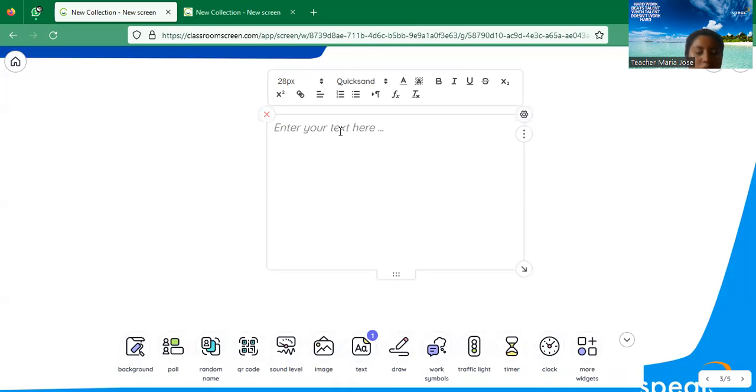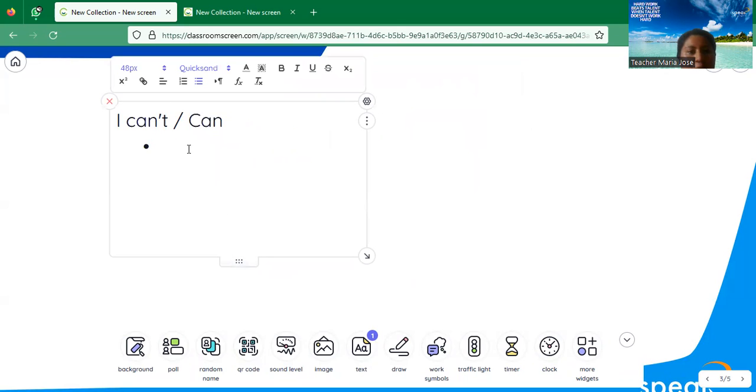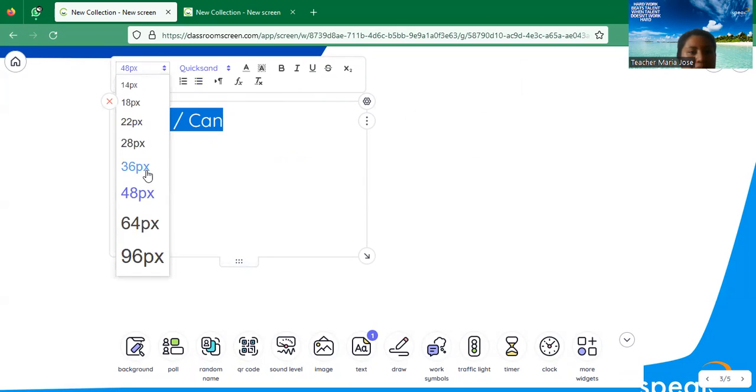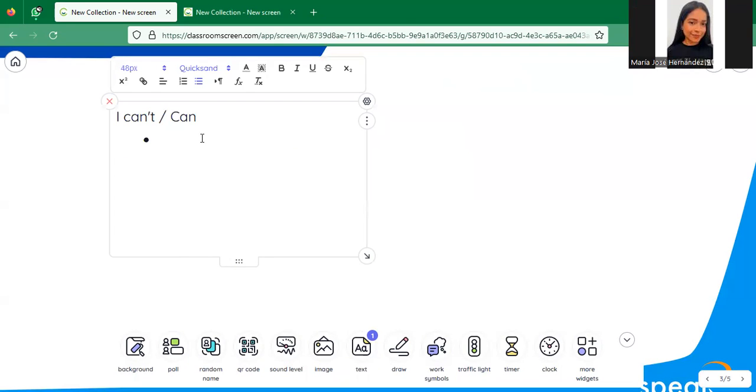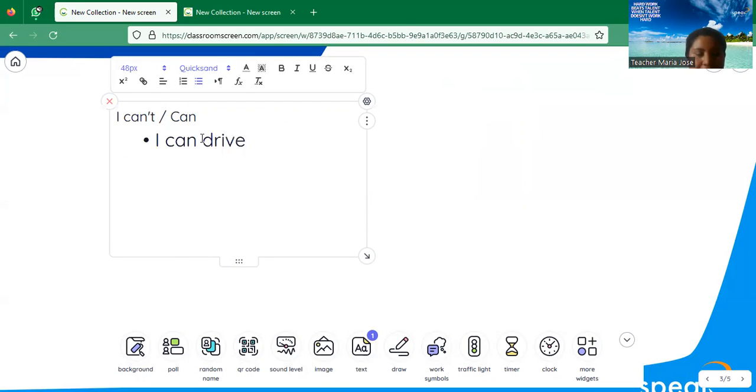Okay, now the other one is I can or can't. This is when we talk about abilities, okay? The things that you do or that you cannot do. All right, let's create some sentences using this specific structure. Can I have one example, please, Maria Jose? I can drive. Nice.